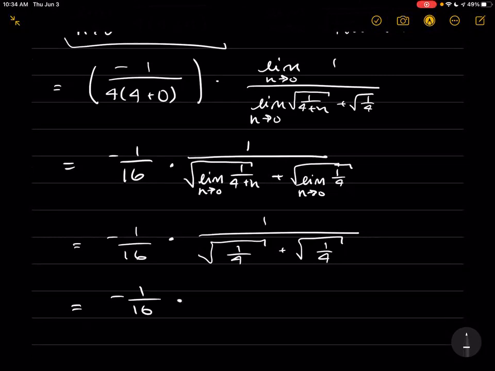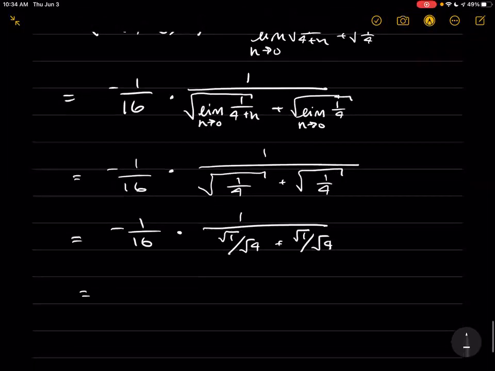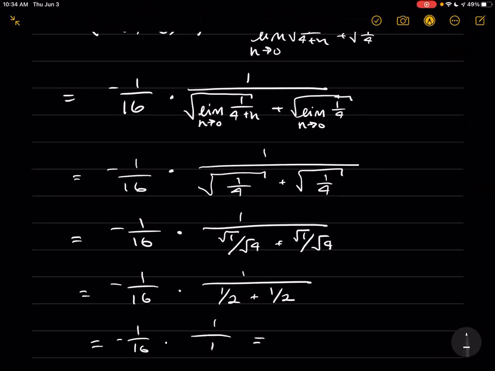-1/16 times, let's see, 1 over, I'm going to go ahead and rewrite this, since we've got the square root of 1 over the square root of 4 plus the square root of 1 over the square root of 4, equals -1/16, 1 over 2 plus 1 over 2, 1/2 plus 1/2. That's just 1 over 1, and that's just 1. So we get -1/16.